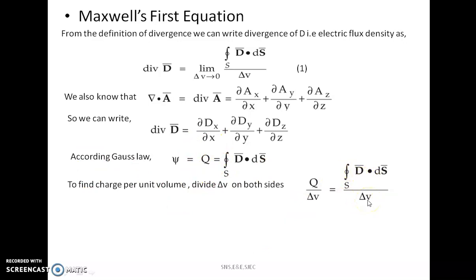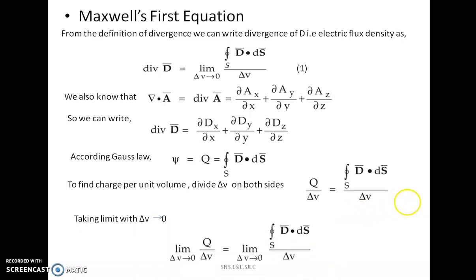Now I will find, when the volume shrinks to 0, what is the charge per unit volume. To find that, I will apply a limit, delta V tends to 0, to both sides. Then the equation becomes the limit as delta V tends to 0 of Q by delta V, which is equal to the limit as delta V tends to 0 of the surface integral of D dot dS divided by delta V.